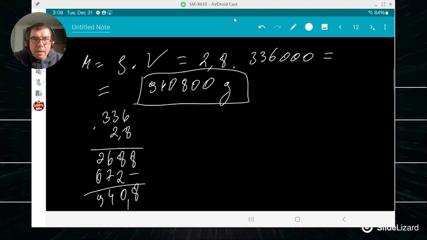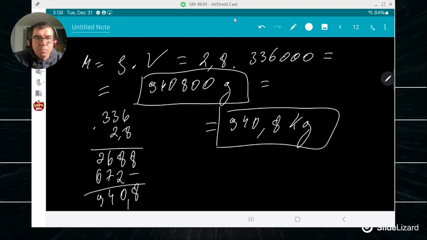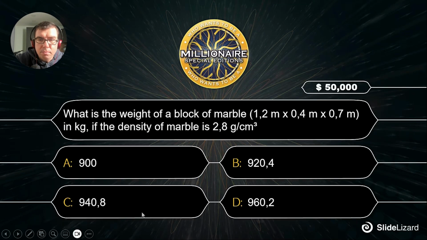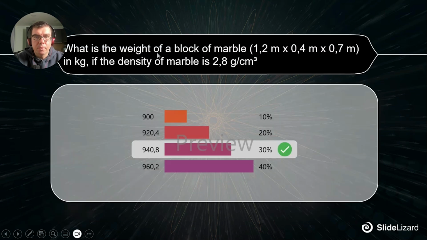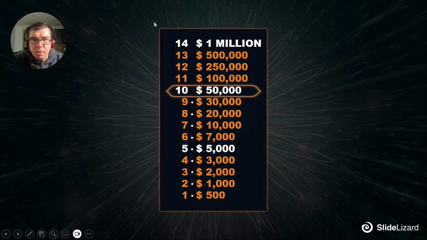940,800 grams. The question is how many kilos. So to convert to kilos, I just divide by 1000. Again, I switch back the comma 3 positions to the left, so I get what I got here, 940.8 kilos. Okay, and this should be my answer. Let's see if I have an answer like that. Yeah, C. Let me know if you have any questions so far.